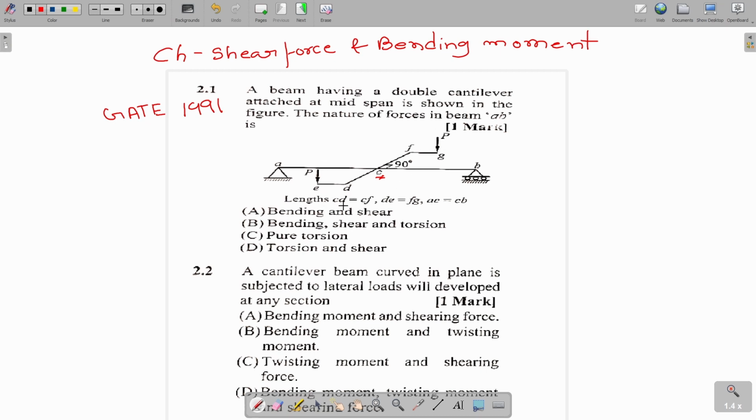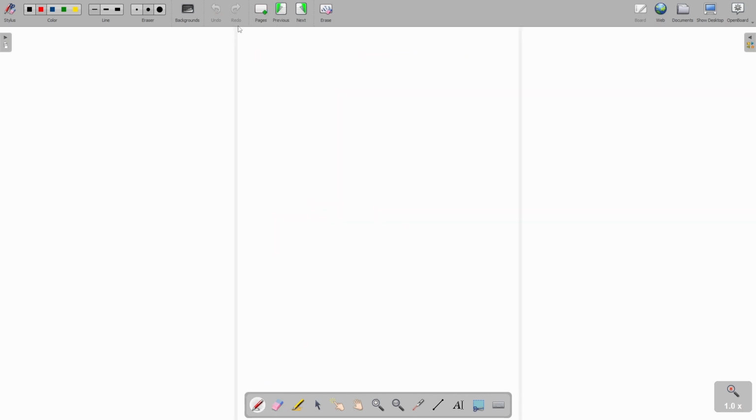Now lengths are given like CD and CF is equal. DE means this one, and FG is equal. AC and CB is equal. That is, from here, that is the midpoint of the simply supported beam. AC, CB. Now, question number 2.1 came in the year GATE 1991.